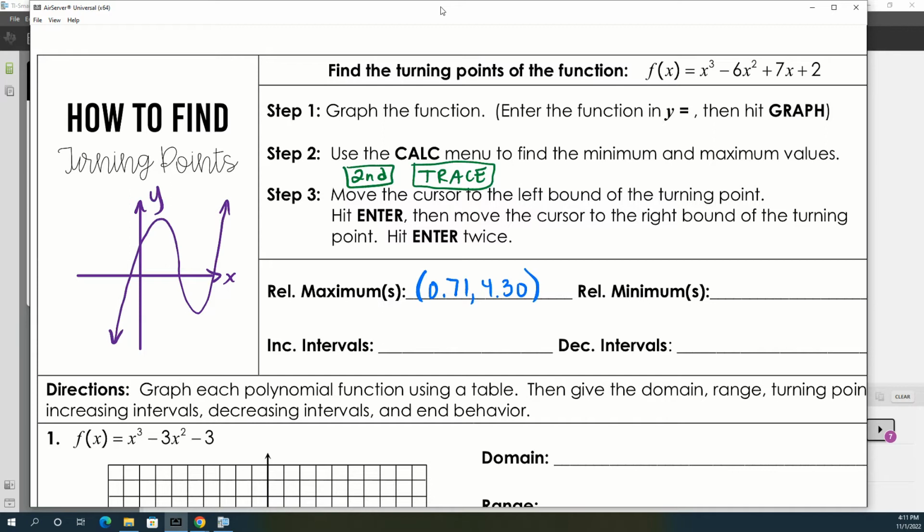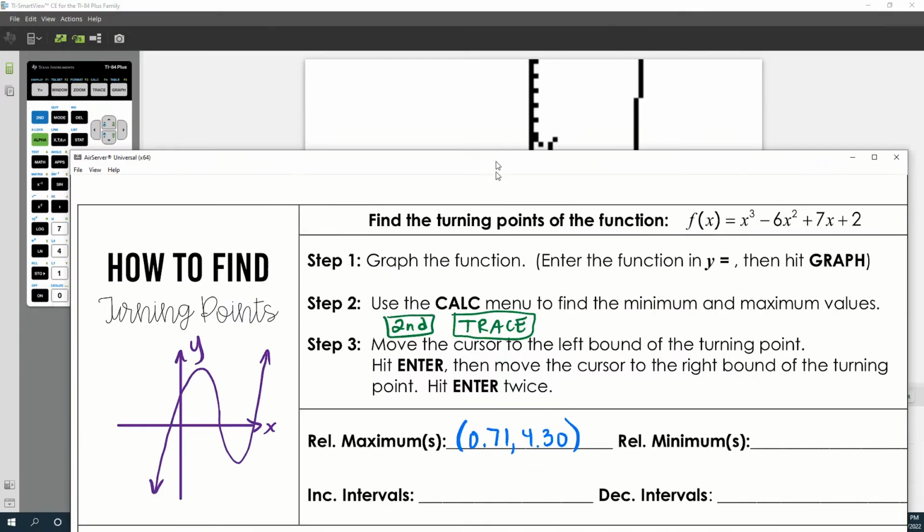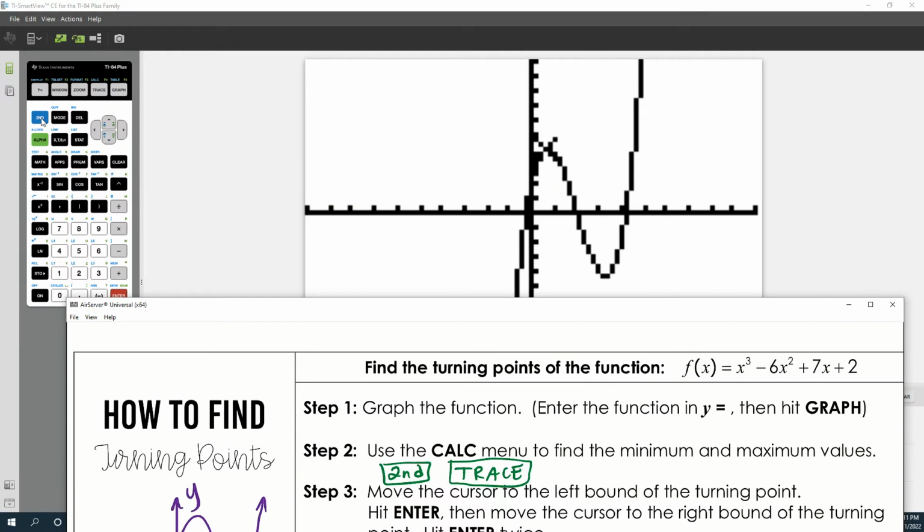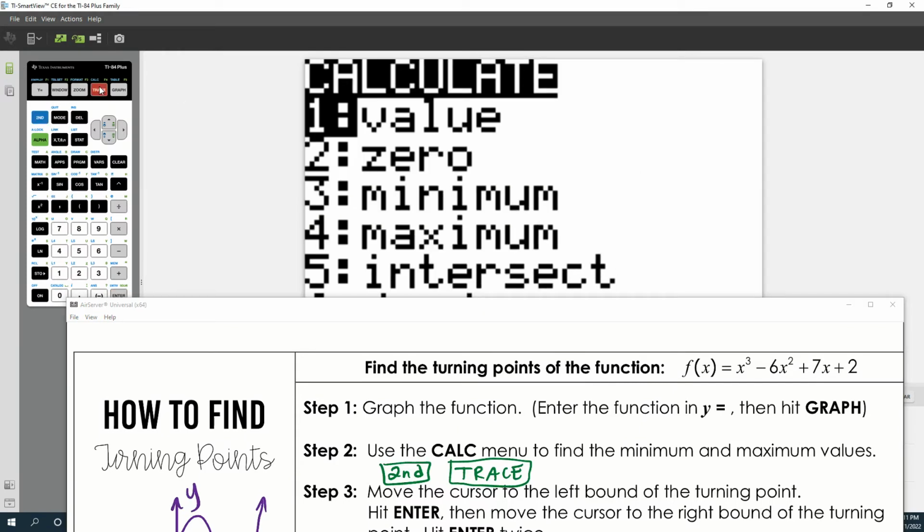All right, and then we're going to do something very similar to find the minimum. All right, and step 3 I kind of talked about, but there it words it, or you can read that. All right, for the minimum, we're going to do second, trace. This time we're going to choose number 3.